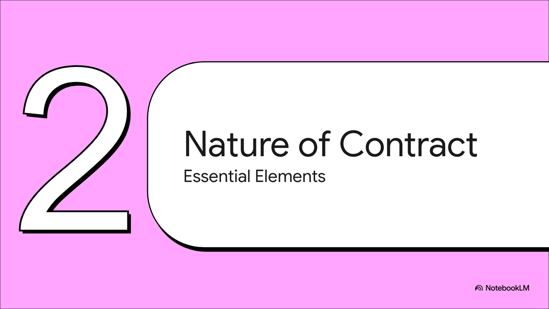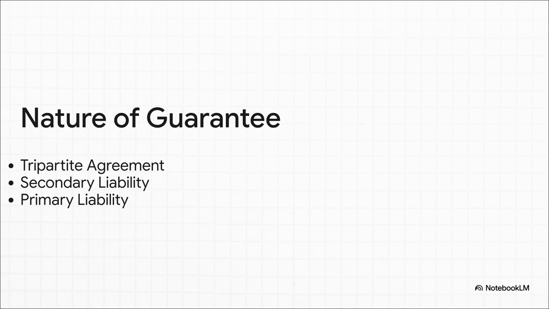Moving on to Section 2, the nature of the contract and the essential elements of a valid guarantee. To score maximum marks here, you need to break the nature of the contract down into 5 distinct, numbered headings. Number 1, it's a tripartite agreement between the surety, principal debtor, and creditor. Number 2, secondary liability. This is crucial. It arises only when the principal debtor defaults. Number 3, existence of primary liability. There must be a valid existing debt. Number 4, consideration. The consideration received by the principal debtor is completely sufficient for the surety. And number 5, it can be express or implied, meaning written, oral, or inferred from conduct.